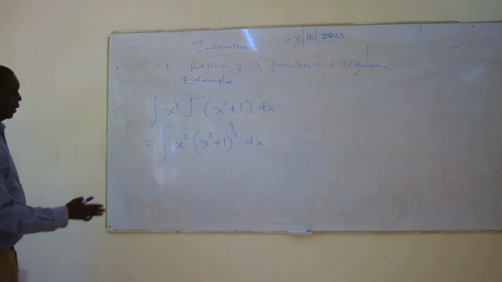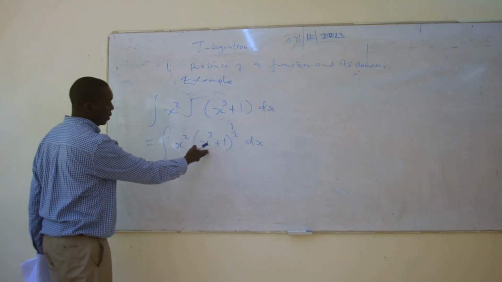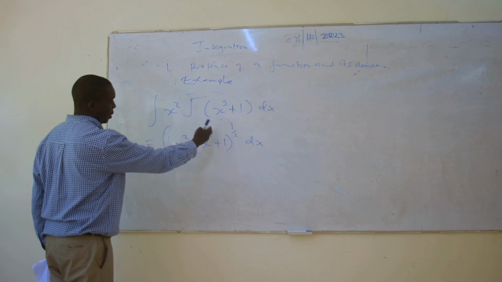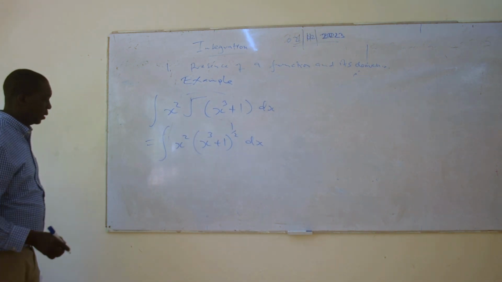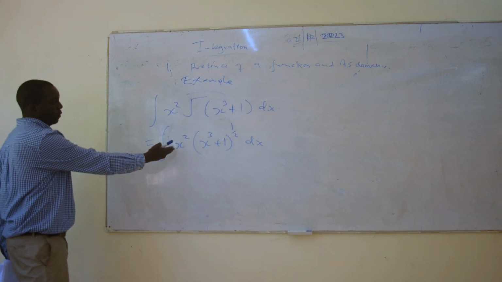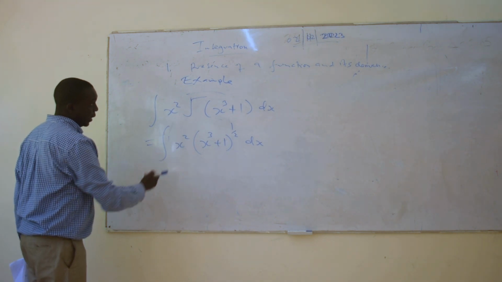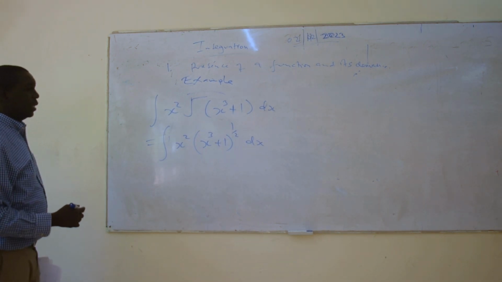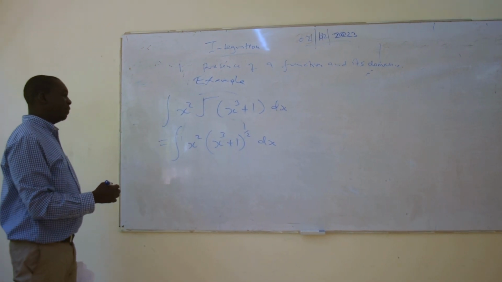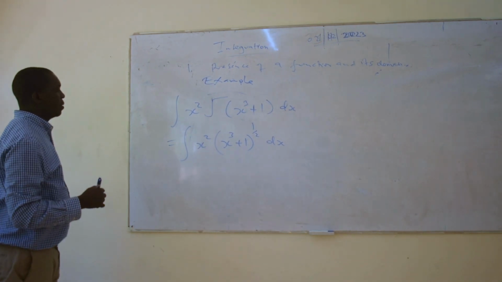Now if we differentiate the term in the bracket, realize you get 3x squared, and there's also the presence of x squared outside the bracket, and therefore there's presence of a function and its derivative.